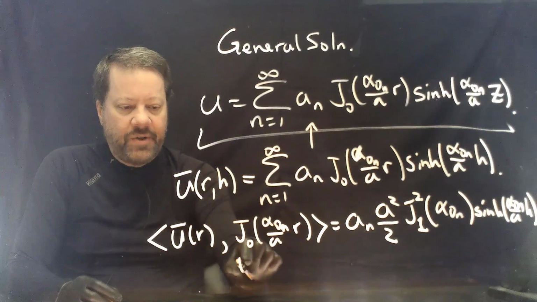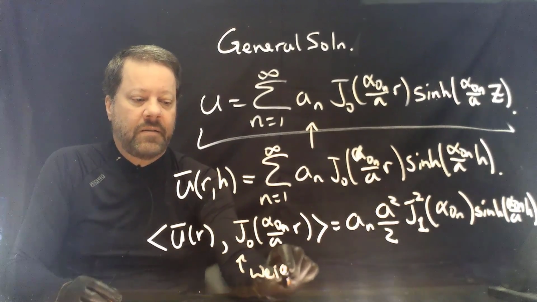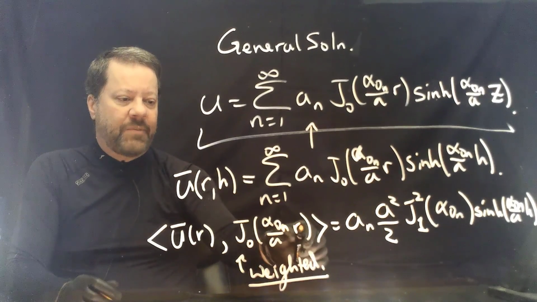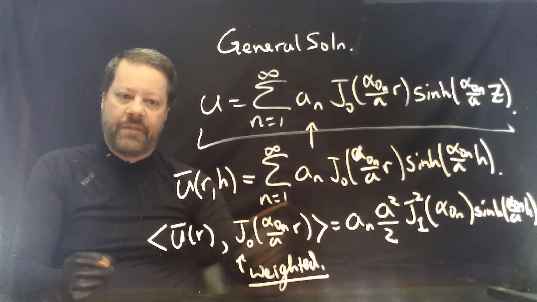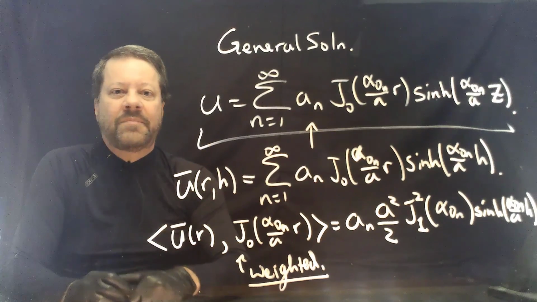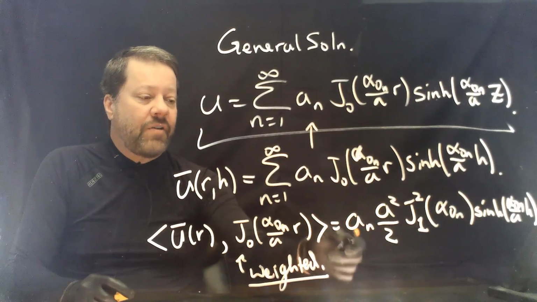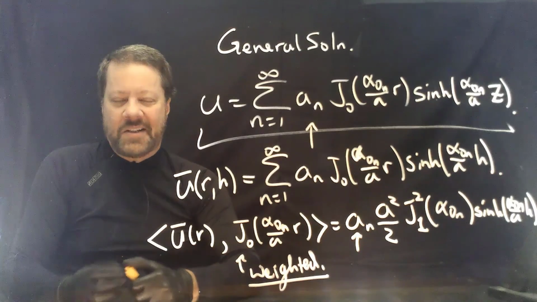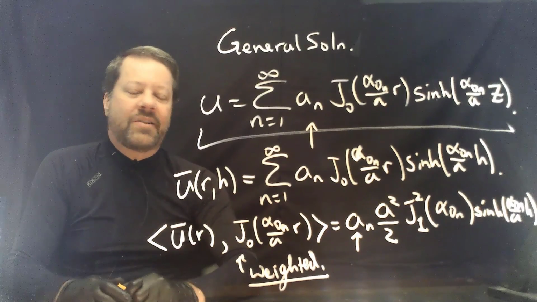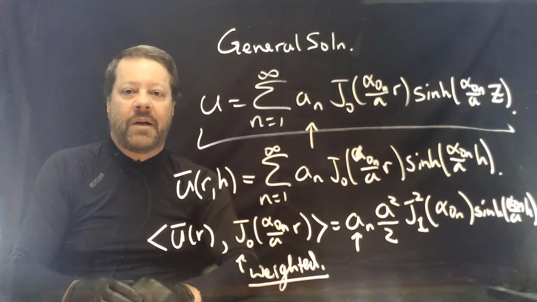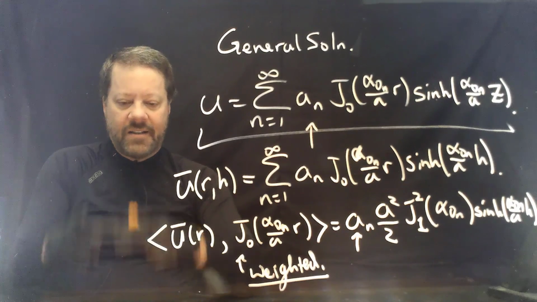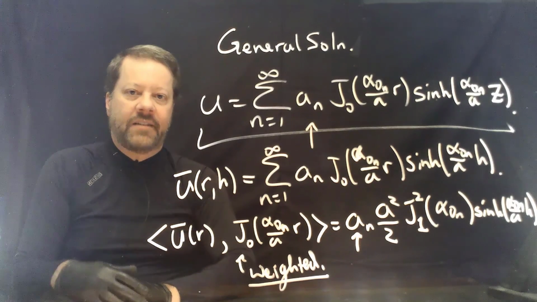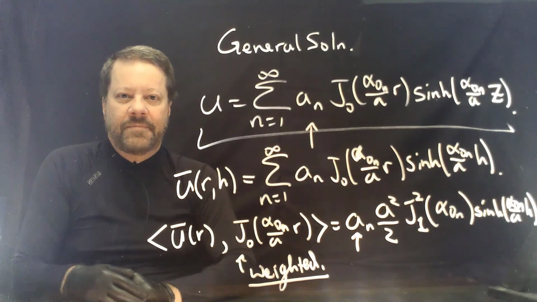And just let me make a note that this is the weighted inner product, whereby we have to multiply by an extra factor of r before we integrate from 0 to a. We can solve this equation then for the coefficients a sub n, and that gives us the complete solution to the problem of heat on a cylinder where we have 0 data on the bottom and on the sides, but not 0 data on the top disk.